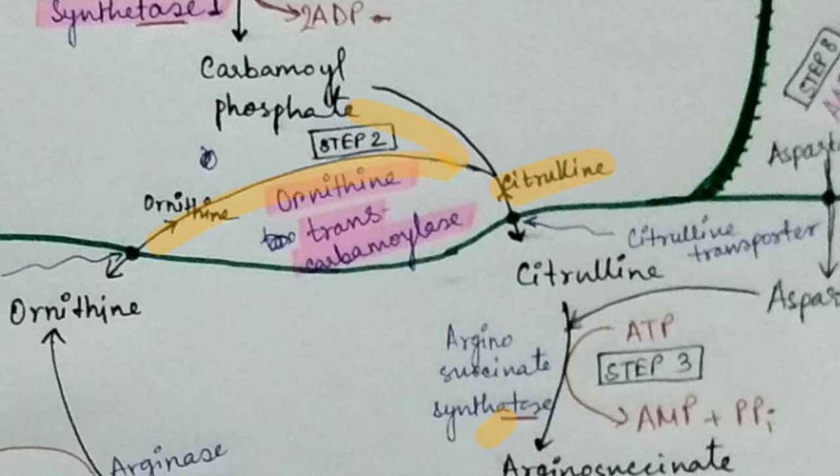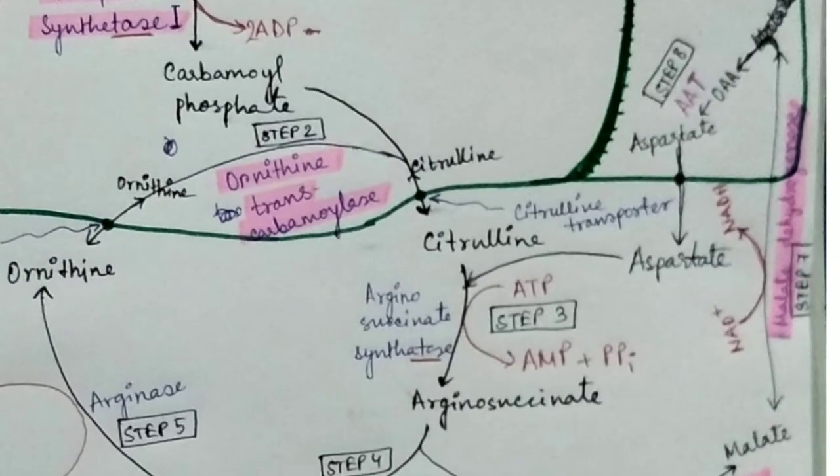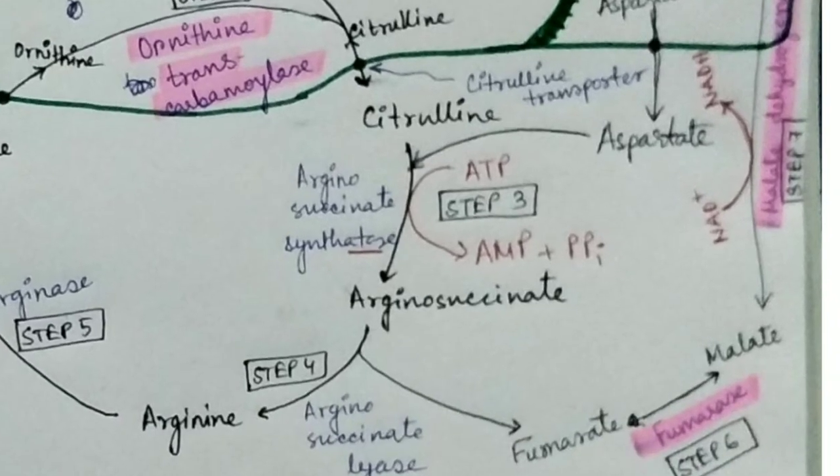Citrulline, now, with the help of the citrulline transporter, moves out of the mitochondria. Then citrulline along with aspartate forms argininosuccinate using the enzyme argininosuccinate synthetase. So again ATP will be used here. Here 1 ATP is changed into 1 AMP, which is equivalent to 2 ATP being used in the reaction. Okay, we will see this part in the energetics.